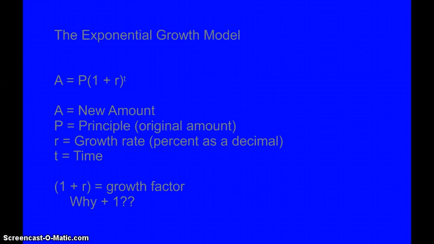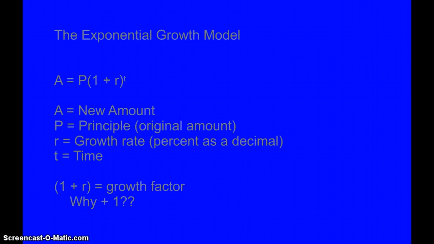So our first model here we're going to look at is the exponential growth model for situations where you have a change involving a rate, which would be a percent type of change, which most things you would hear about would talk about they're growing at a certain rate. And so this would be the model we would use for that. A equals P times 1 plus R to the T.